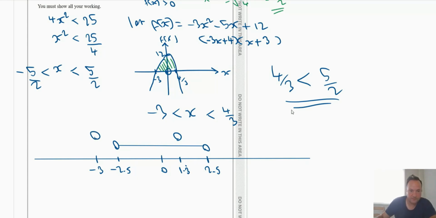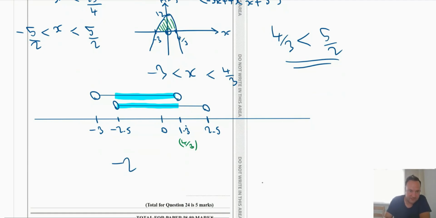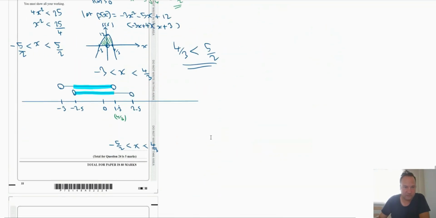So we can see we've got the other inequality where there's some overlap going on. And it's the overlap that's important. So we can see values of x which satisfy both inequalities go between minus 2.5 and 1.3 recurring, also 4 over 3. And basically that overlap is our final solution for x. So we can go to our solution over here, we can say x is greater than minus 5 over 2, but less than 4 over 3. And that basically concludes question number 24, and also concludes the whole paper as well.